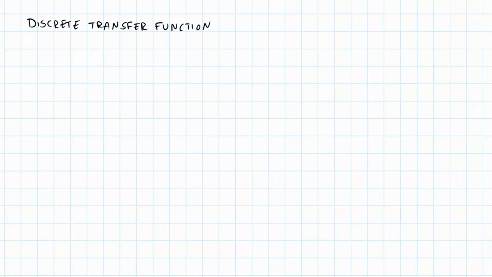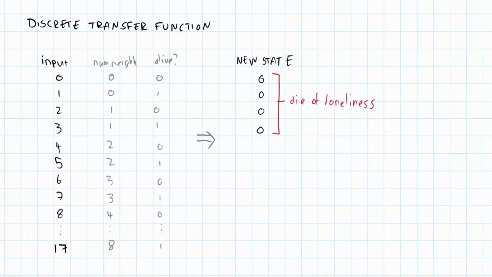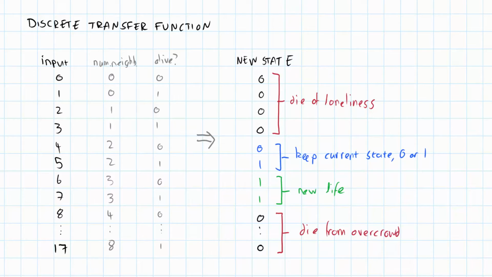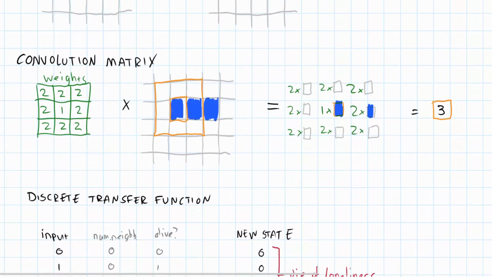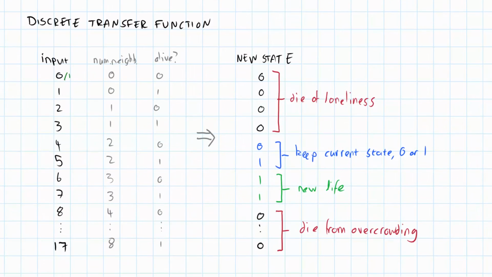And what we do next is we put it into what's called a discrete transfer function. This is just a straightforward lookup table. Based on the input, that encodes how many neighbors the cell had and whether the cell was alive or not. And we can write up the new state that that cell should have just based on this lookup table. Now, there's one trick. For graphics accelerators, they like to have numbers in the range of 0 to 1. So we'll stick a divide by 17 in everywhere. But it's still the same.